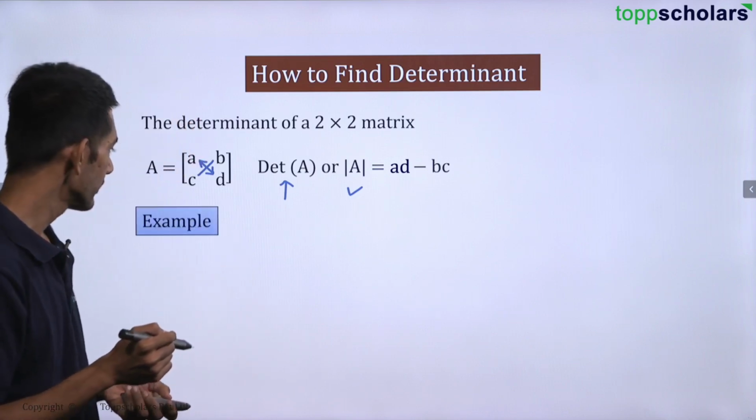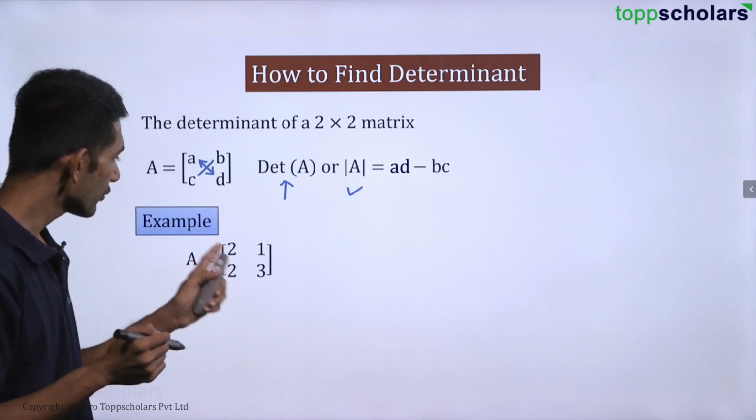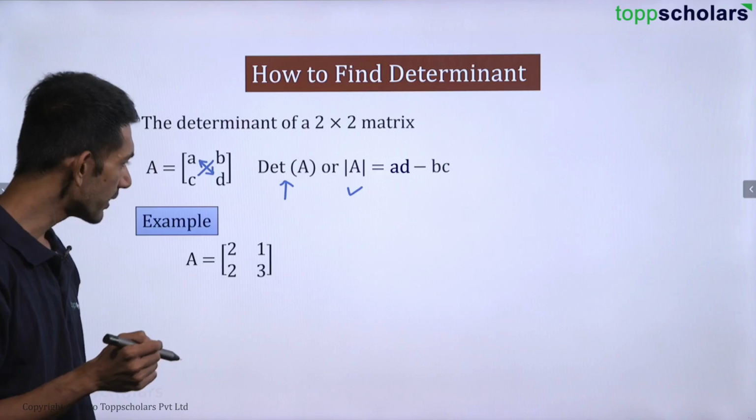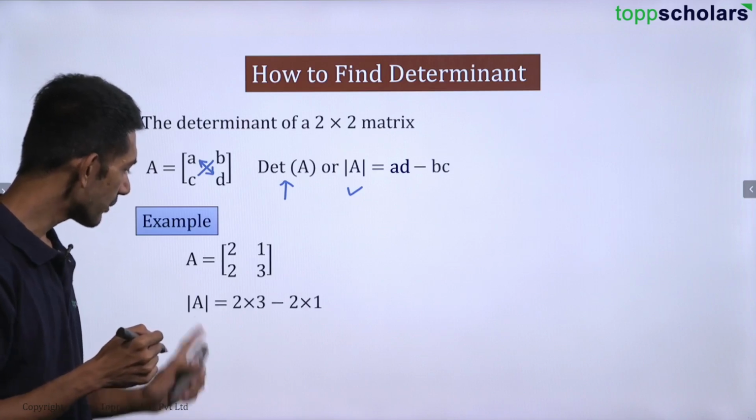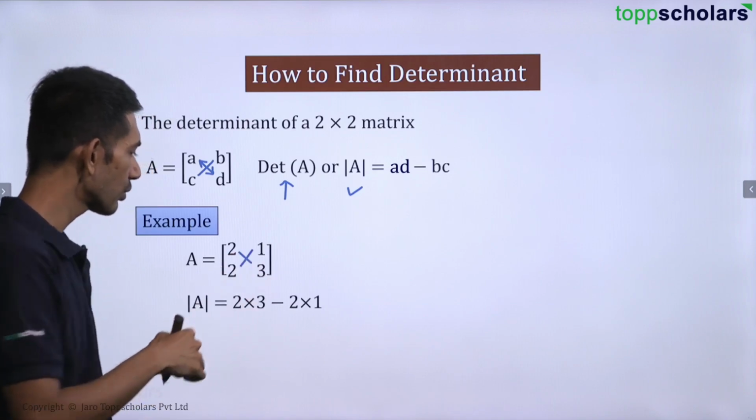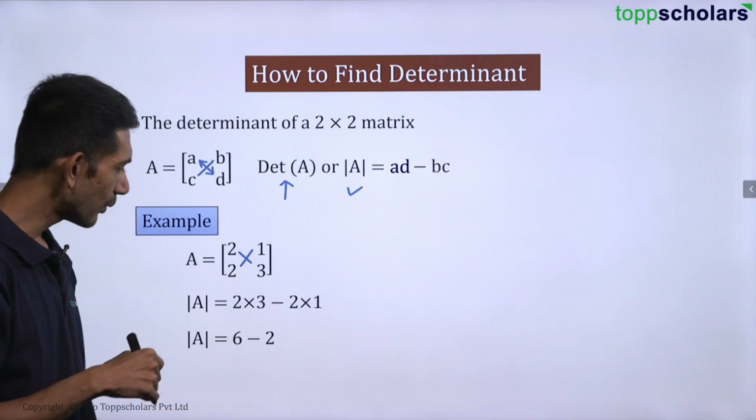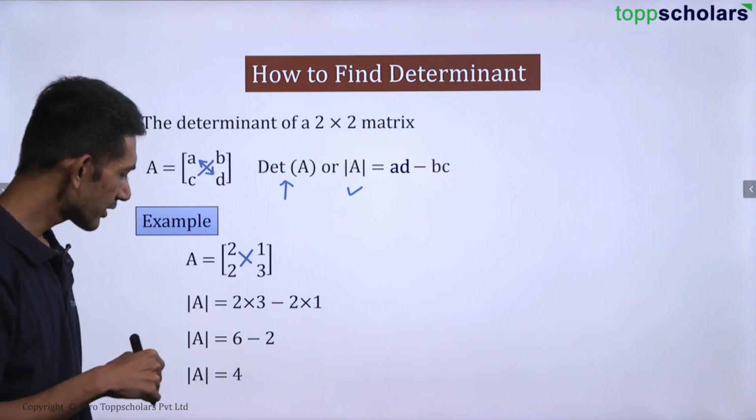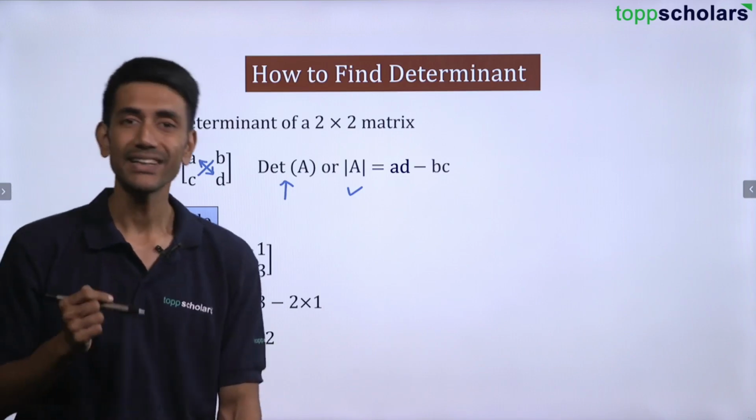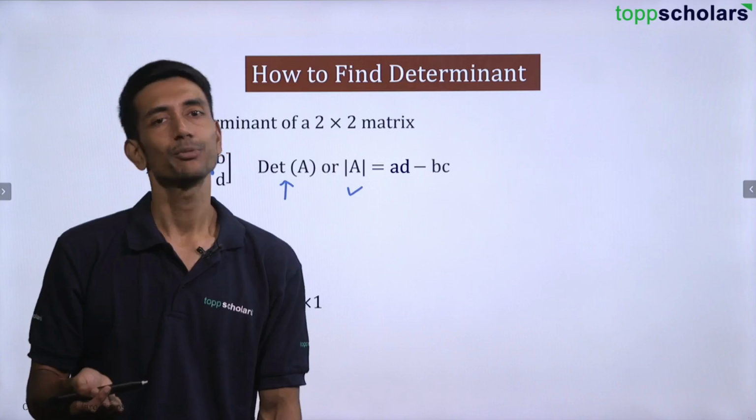So let us see an example. If we have A, which is 2, 1, 2, 3, and we are supposed to find out the determinant of A, then determinant of A is given by 2 multiplied by 3 minus 2 multiplied by 1. 2 multiplied by 3 is 6. 2 multiplied by 1 is nothing but 2. 6 minus 2 is 4. So the determinant is 4. I hope you are clear how to find out the determinant of a 2 by 2 matrix.